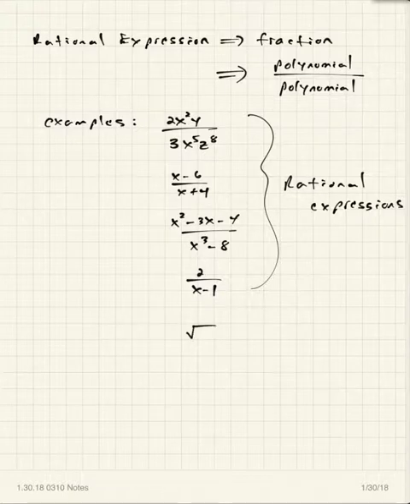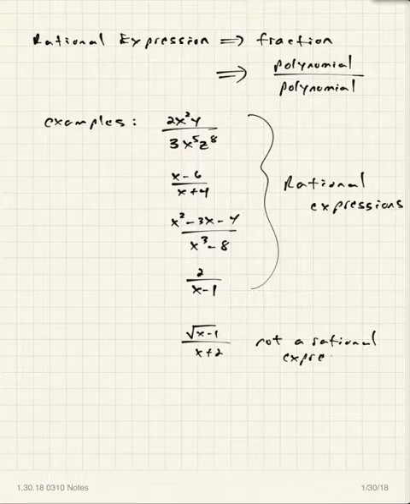Now these are things that are not rational expressions. So like if I have the square root of x minus 1 over x plus 2. When you have a radical like that, you do not have a rational expression, right? And so this is not considered a rational expression when you have something like this. This is not a rational expression.